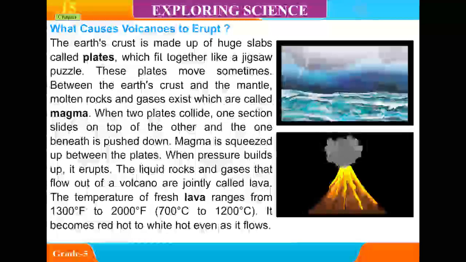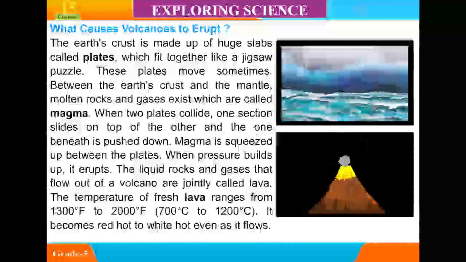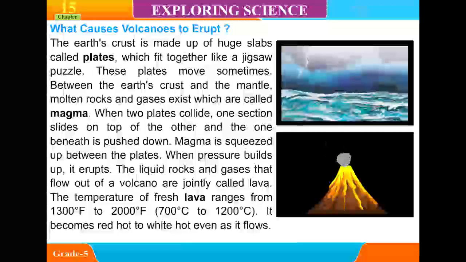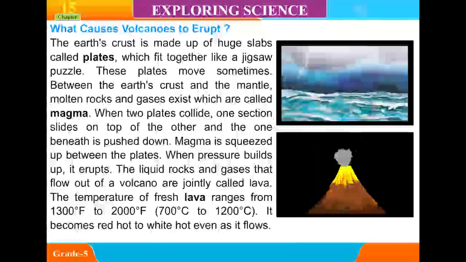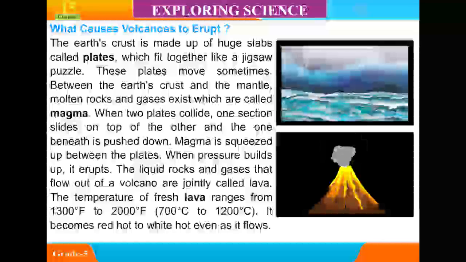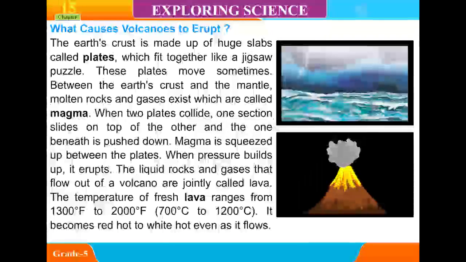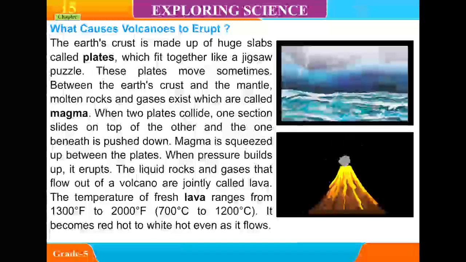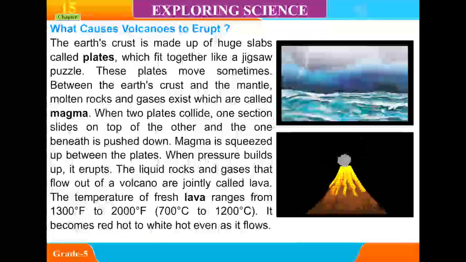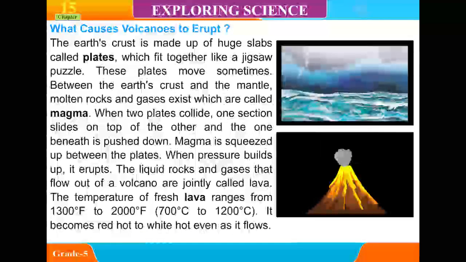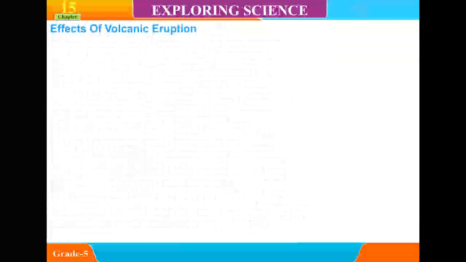The liquid rocks and gases that flow out of a volcano are jointly called lava. The temperature of fresh lava ranges from 1300 Fahrenheit to 2000 Fahrenheit, 700 degrees Celsius to 1200 degrees Celsius. It becomes red hot to white hot even as it flows.